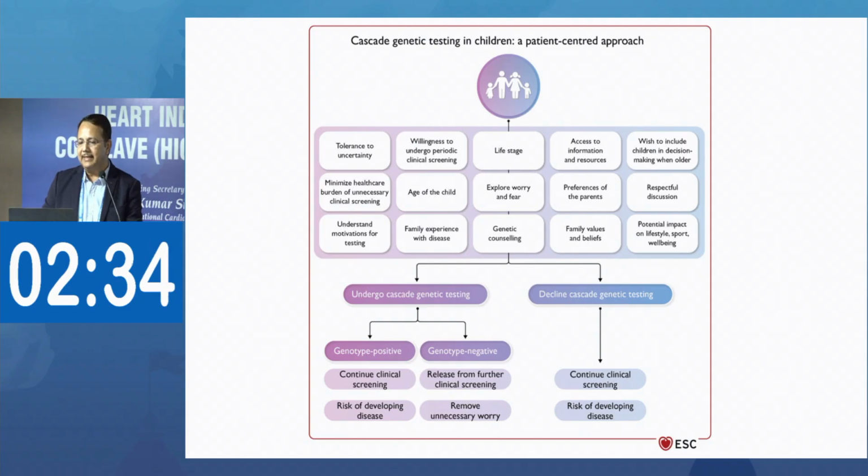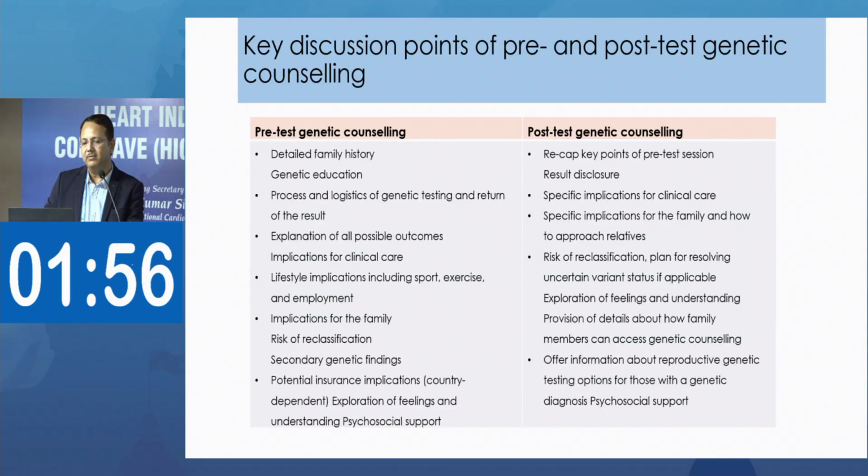For cascade genetic testing in children, a patient-centered approach is a must. If we have started genetic counseling and the patient declines, then only continue clinical screening, because genetic testing is also very costly nowadays. It requires at least 20,000 with different panels. Undergo cascade genetic testing, and if genotype is positive, continue clinical screening and risk assessment. If genotype negative, release from further clinical screening and remove unnecessary worry.